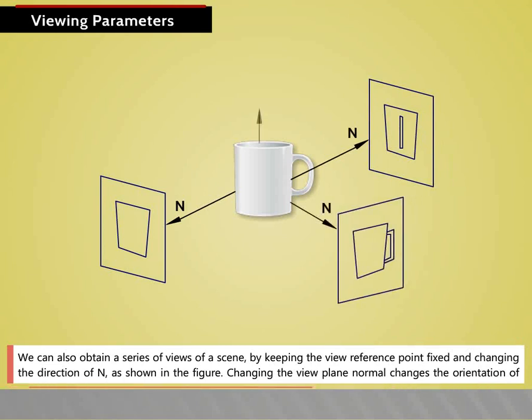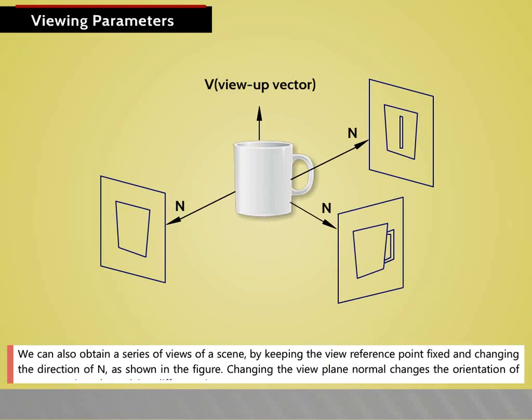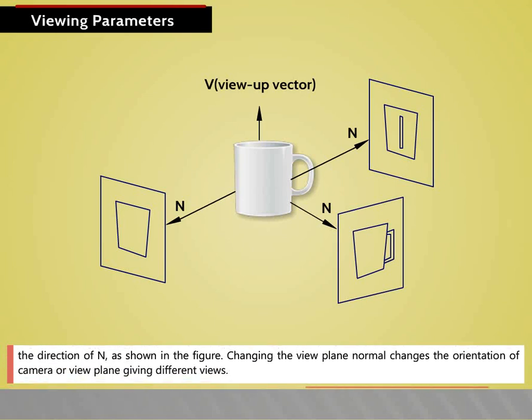We can also obtain a series of views of a scene by keeping the view reference point fixed and changing the direction of n as shown in the figure. Changing the view plane normal changes the orientation of the camera or view plane, giving different views.